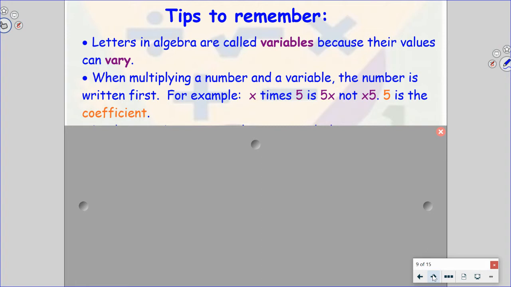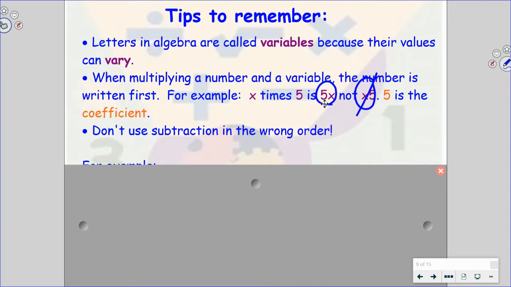When multiplying a number times a variable, the number is going to be written first. For example, if you need the product of X and 5, please write 5X, not X5. It's not that it's wrong, it's just not the best way. It'd be like saying, hello there, Callan Tim, instead of hello, Tim Callan. That's still me, it's just not the best way to say Callan Tim. Same thing with X5, right? 5X. 5 is called the coefficient, to bring back some vocabulary.